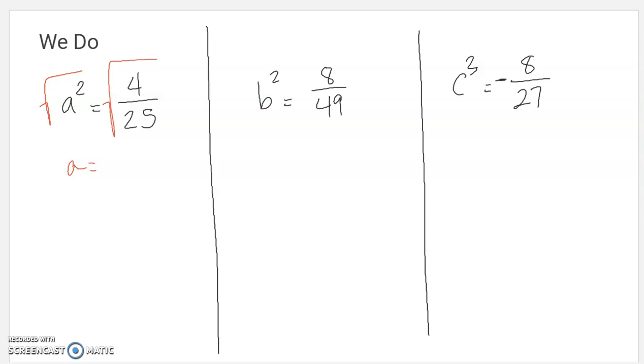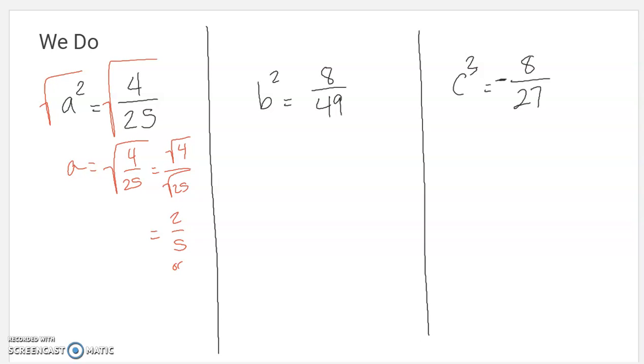A is going to be that. That looks super scary. How in the world could I ever know the square root of the fraction 4/25? Well, turns out you can do it this way and say, if I know the square root of the numerator, which I do, and I know the square root of the denominator, which I do, then I can take those square roots separately and just get 2/5.